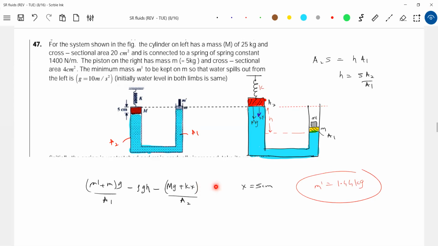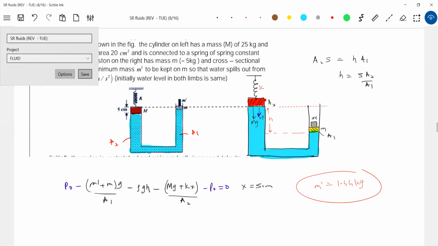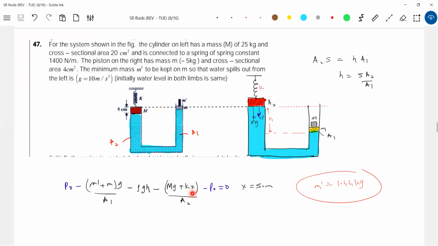Here I'll write it with pressures also. You have to practice writing the manometric equation. Start from here: M dash plus M g by A1, minus rho gh, minus Mg plus kx by A2, minus P naught equal to 0. We know x, substitute, we know the value of h, solve that, you'll get M dash. Simple diagram based problem. It is testing how you write the manometric equation.